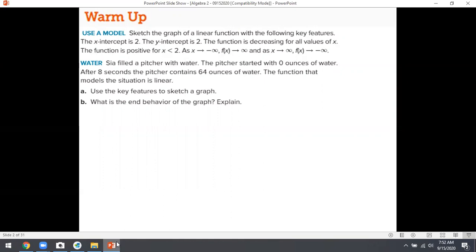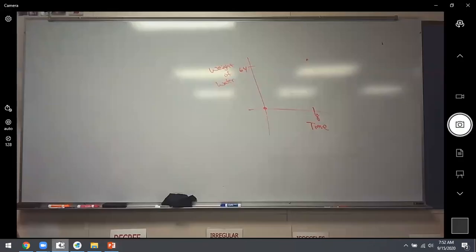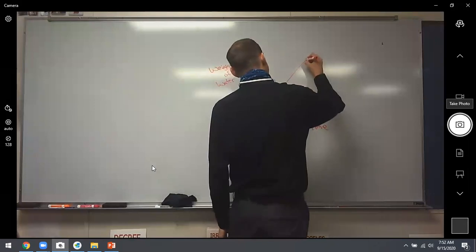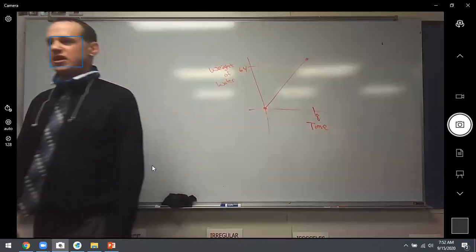She starts with 0 ounces. So start your graph at 0. Makes sense. And after 8 seconds, the pitcher contains 64 ounces of water. So after 8 seconds, I guess this is time. After 8 seconds, you get all the way up to a weight of 64 ounces. So there's another point on my little deal. The function that models the situation is linear. So since it's linear, we know it's going to be a nice straight line segment that connects these two. And that's pretty much it, I think.